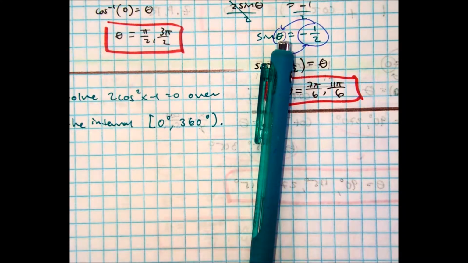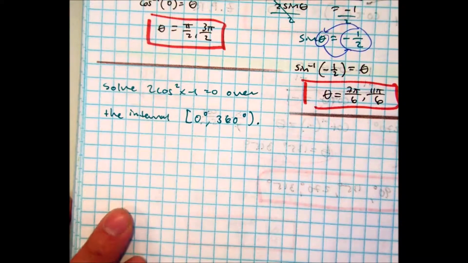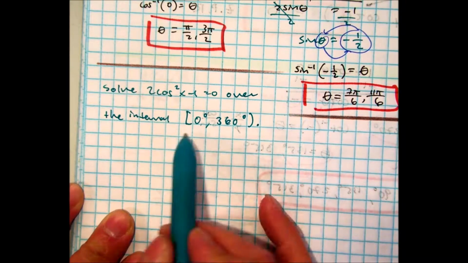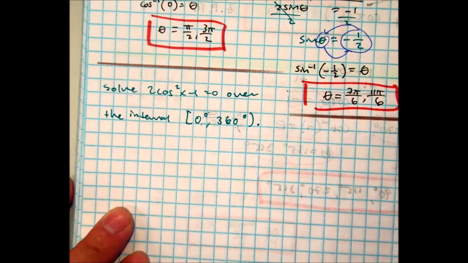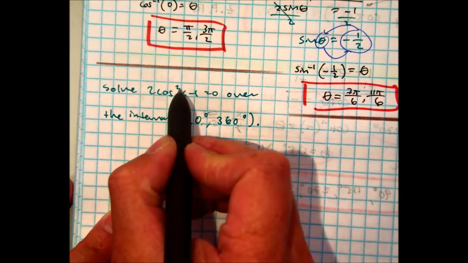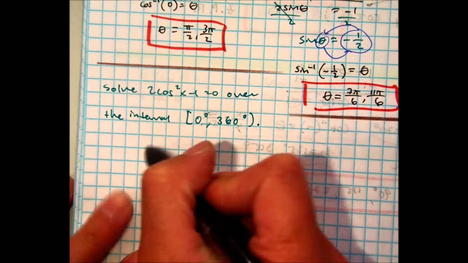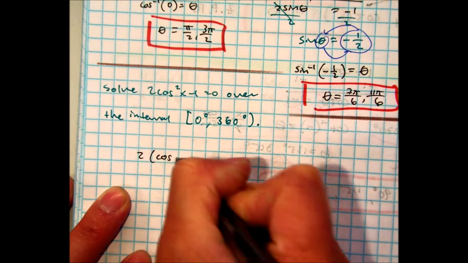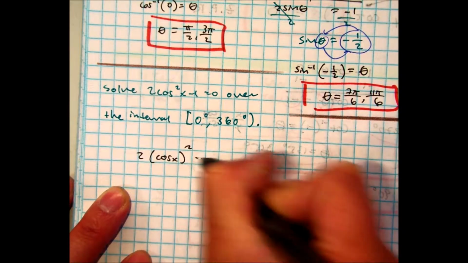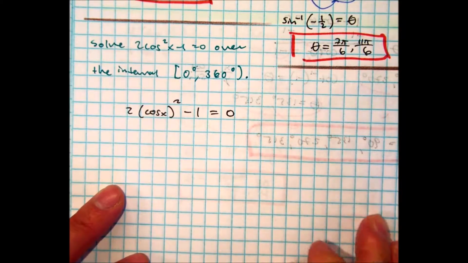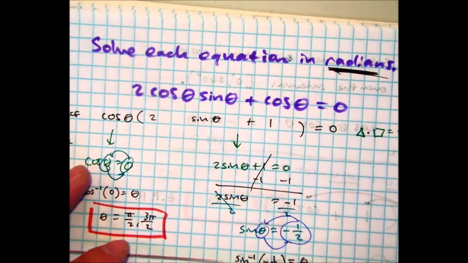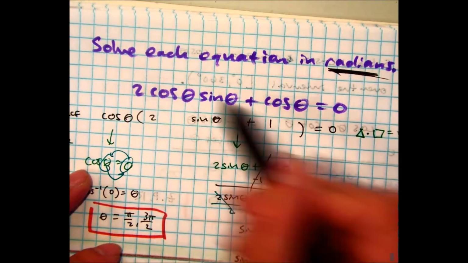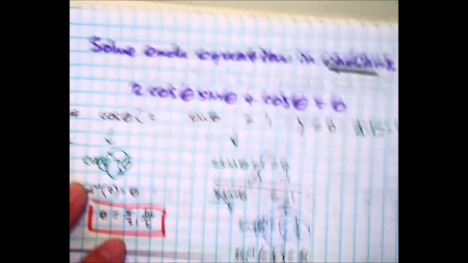Alright, and this problem tells us to solve cosine squared x minus 1 over the interval between 0 and 360. Remember, this is probably the first time we've seen the power of 2 when we're solving equations, so I have 2 times cosine of x squared minus 1 equals 0. We've been solving linears. Here's an example of a linear. Notice how there is no power of 2. So here we need to be careful.